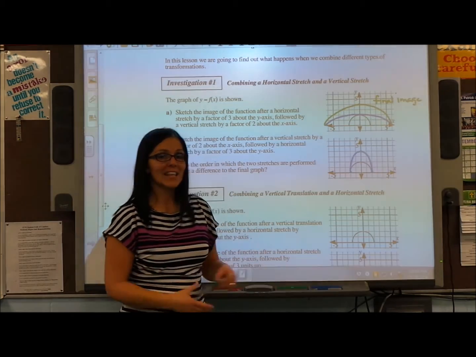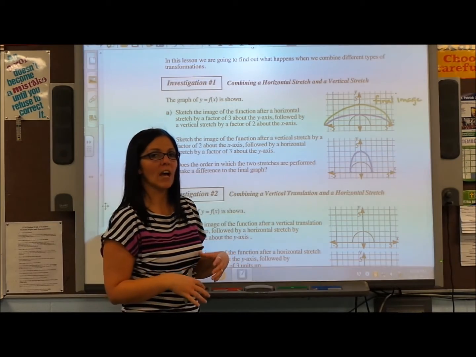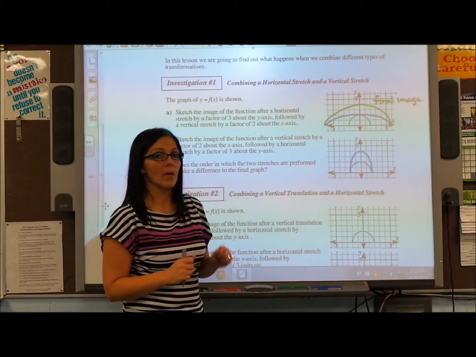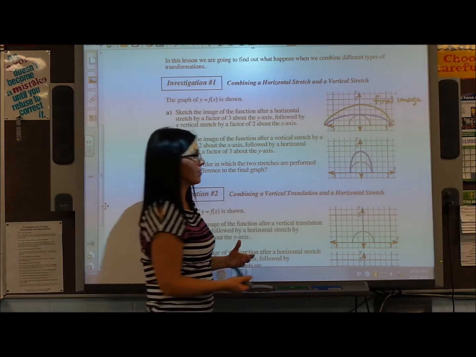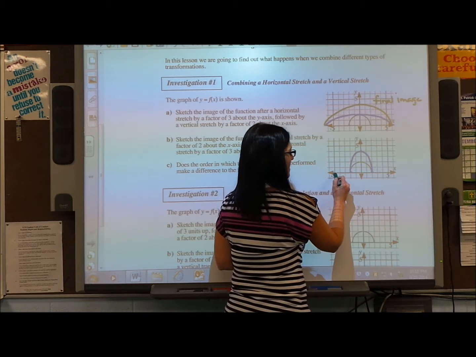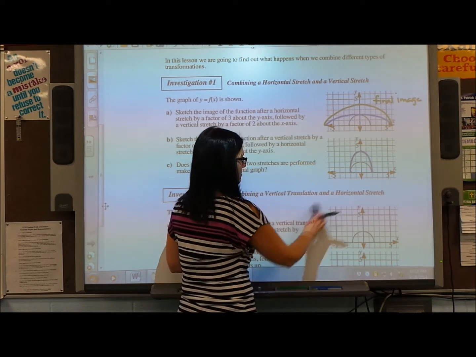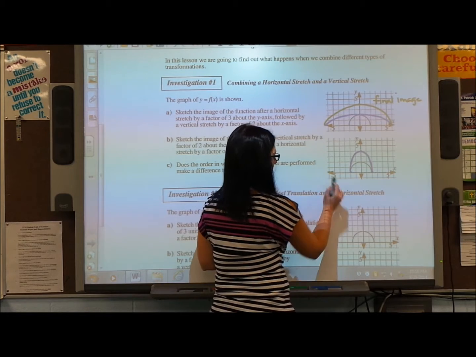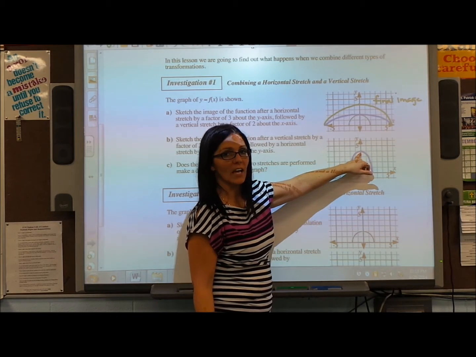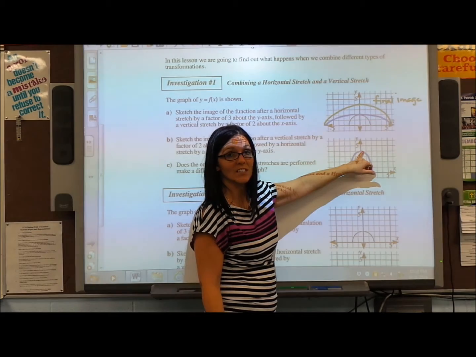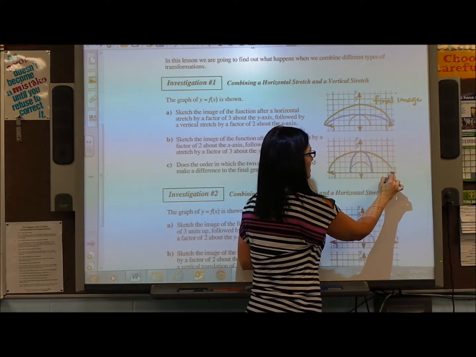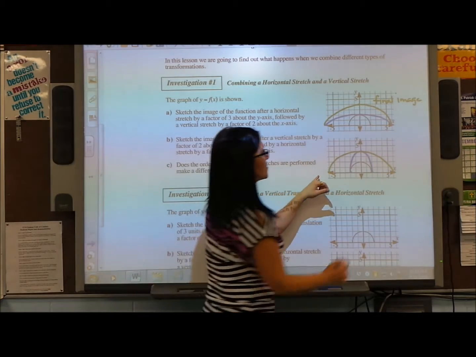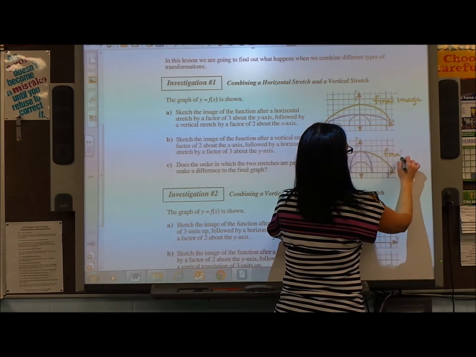If I now take this blue image and I stretch it by a factor of 3 horizontally, I'm impacting my x-coordinates. So the x's here, which are at positive 2 and negative 2, if I stretch it by a factor of 3, become positive 6 and negative 6. My x value here, which is at 0, will stay at 0. So my new image will look like that. So this is my final image in green again.